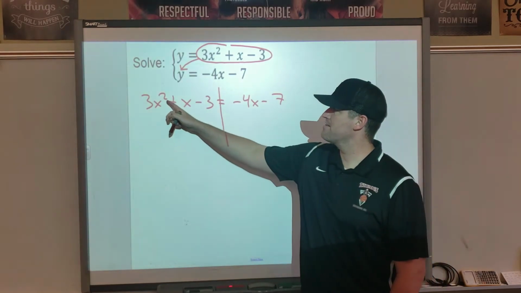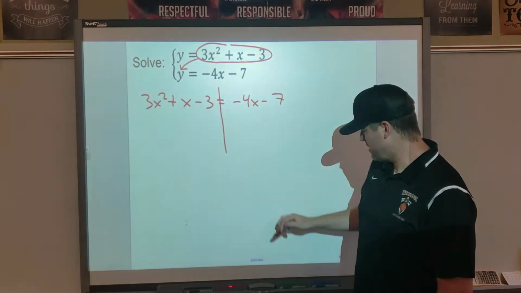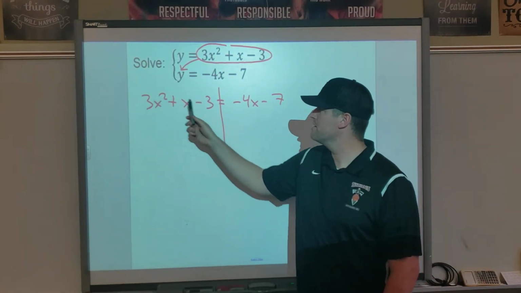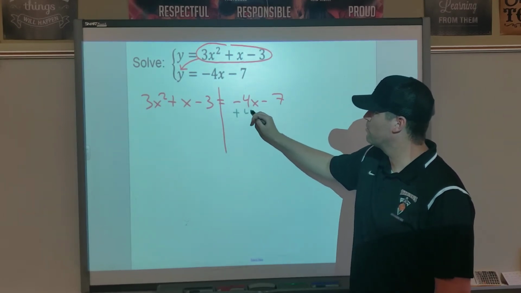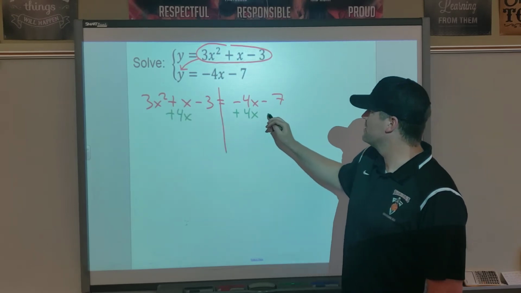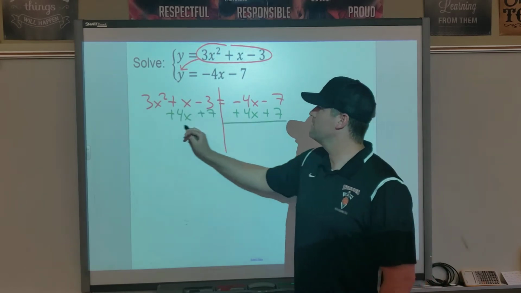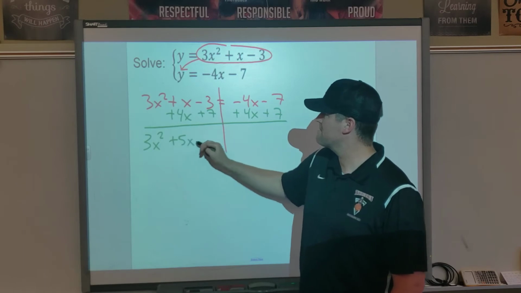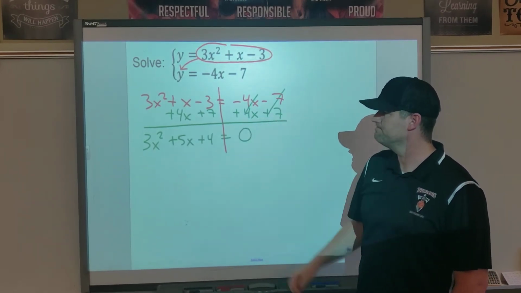To solve for x, if it's quadratic, we need to get one side equal to 0. So I'm going to leave my positive 3x squared here, which means I need to make this side 0. So I'm going to add 4x to get rid of the negative 4x, and I'm going to add 7. And we get 3x squared plus 5x plus 4 equals 0.